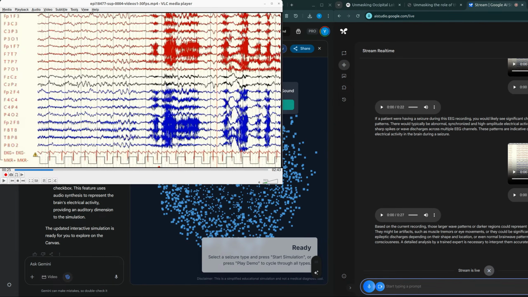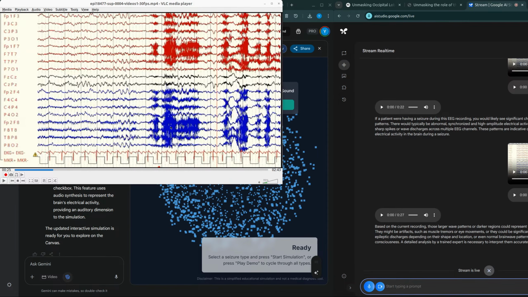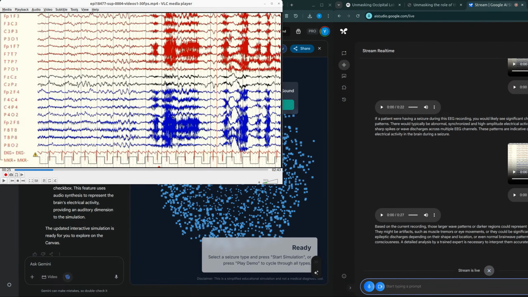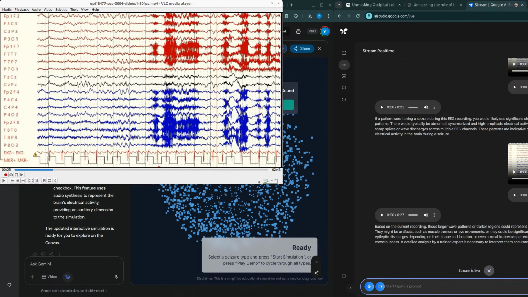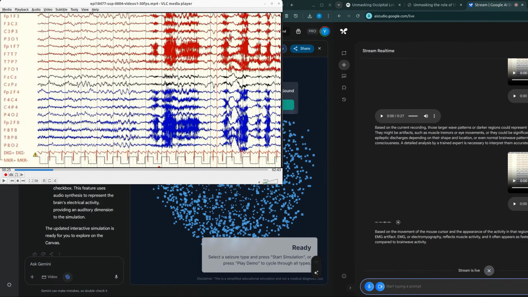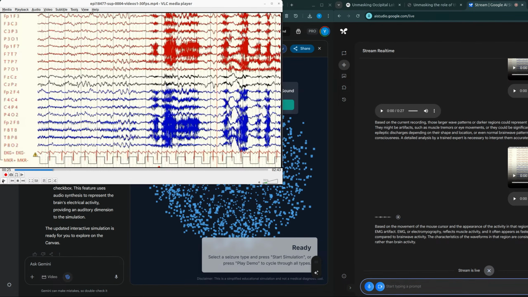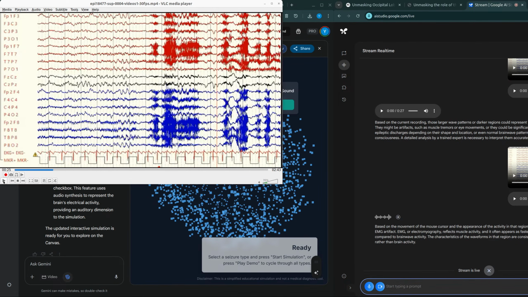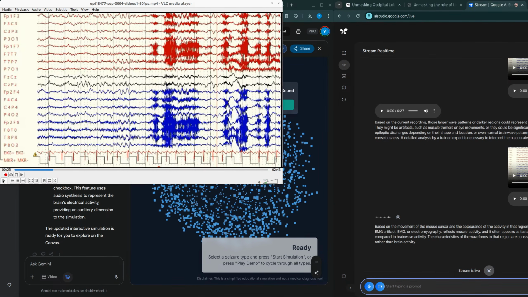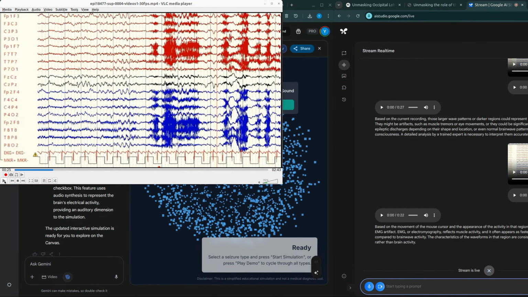Okay, can you just pretend for this exercise to be an EEG expert? Can you tell me, where my mouse cursor is now, hopefully you can see my mouse cursor, is this activity EMG or not? Based on the movement of the mouse cursor and the appearance of the activity in that region, it looks like it could be EMG artifact. EMG, or electromyography, reflects muscle activity, and it often appears as faster, more irregular waveforms compared to brainwave activity. The characteristics of the waveforms in that region are consistent with muscle activity rather than brain activity.